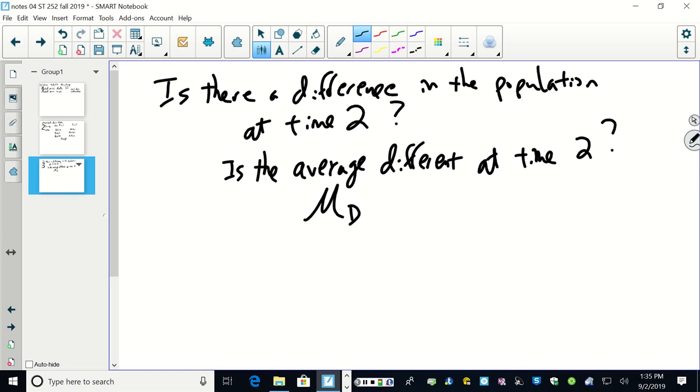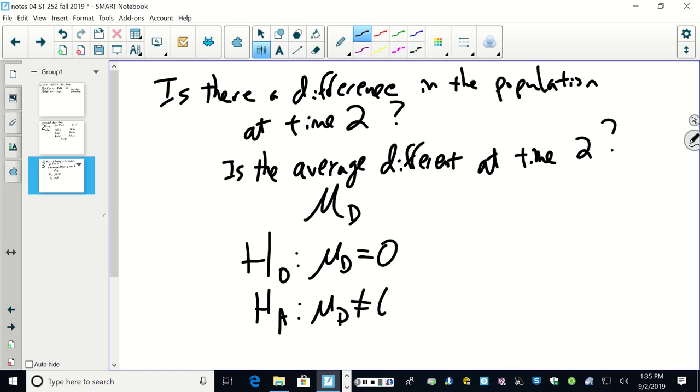There are four steps that we use to set up hypotheses and evaluate things. The first one is to set up hypotheses. So a null hypothesis, in terms of this example: mu sub d equals 0, if there is no change from time 1 to time 2 in the population. And then an alternative, if it's two-sided, would just be mu sub d does not equal 0.